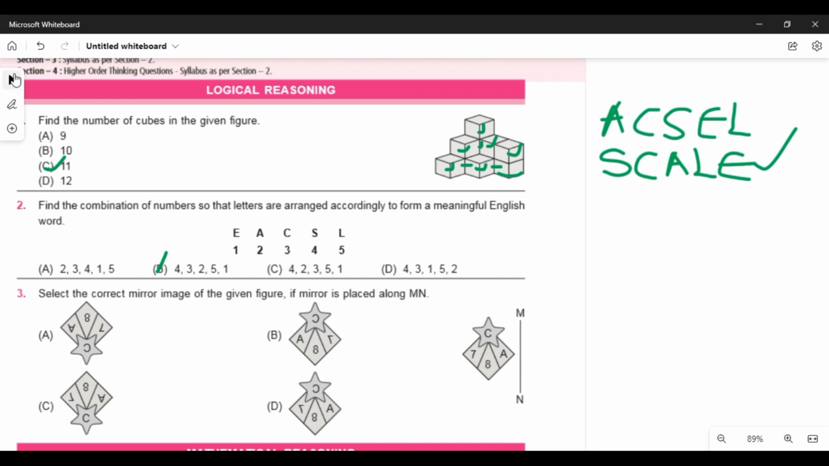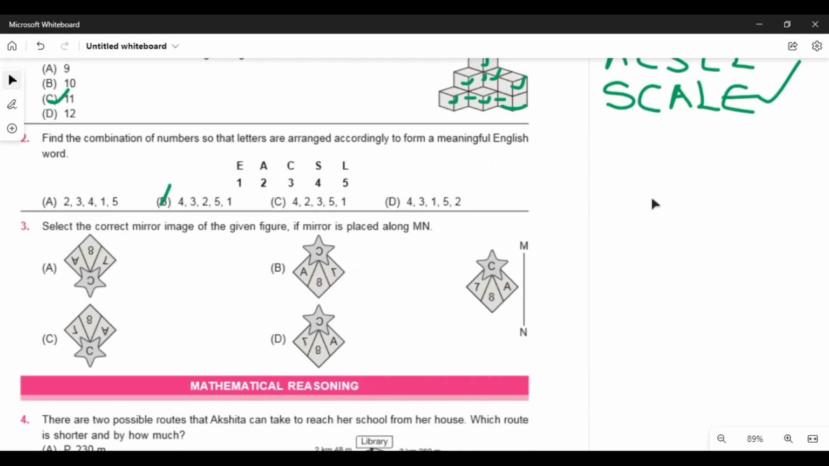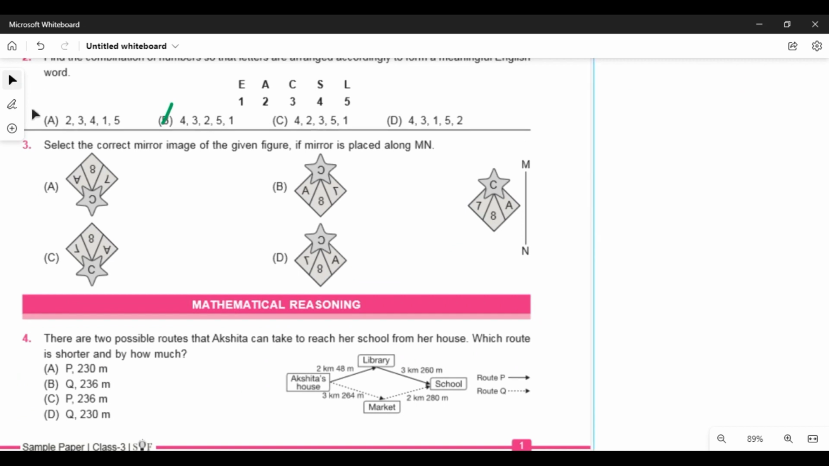Now let's look at the third question. We are asked to select the correct mirror image of the given figure if the mirror is placed along MN. Now, assume you place a mirror here. What will happen to this figure? Definitely, this C will turn the other way around, of course. Then this A will be this way. 7 will be the other way, this way. And then 8 will remain where it is.